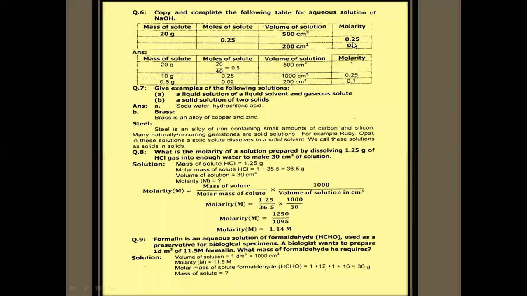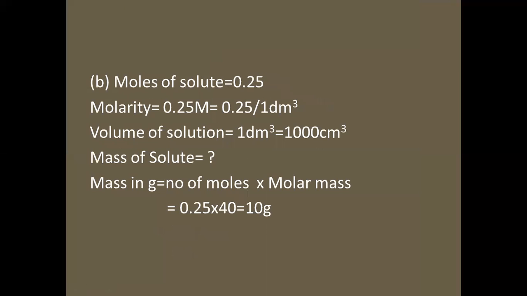Number 2, B part. Moles of solute are given as 0.25 and molarity is given as 0.1. We have to find out volume and mass. Moles of solute given are 0.25 moles, molarity given is 0.25 molar, and volume of solution has not been given.